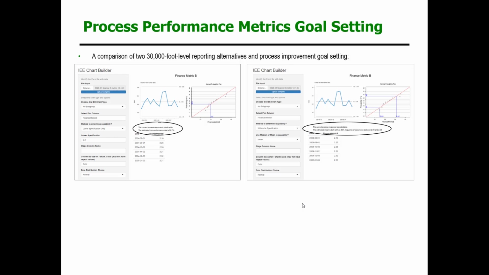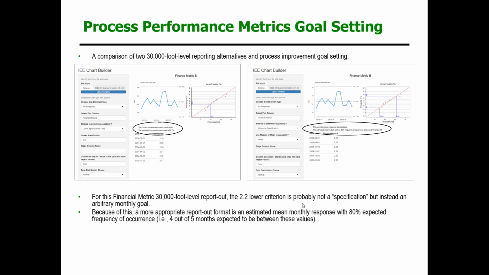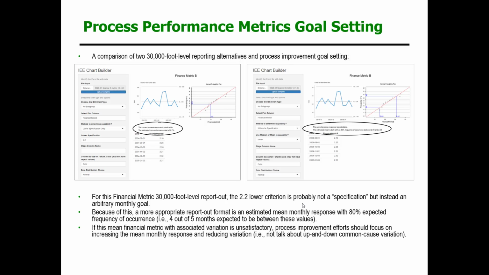I also made the point of maybe we should be examining the mean and median value as opposed to the 2.2 lower criterion, which is probably not a specification and an arbitrary goal. Because of this, as I alluded to, I believe the mean and 80% frequency occurrence is a much better approach. Now, if that financial metric and associated variation is not satisfactory, then we need to do something differently. Just don't talk about the ups and downs, common cause variation within the control limits.